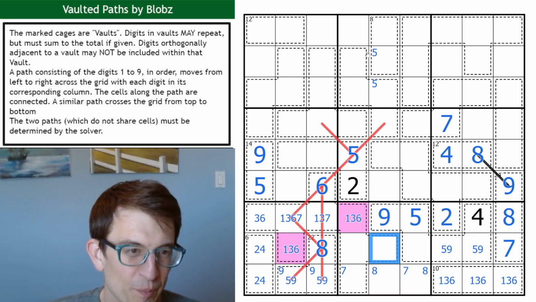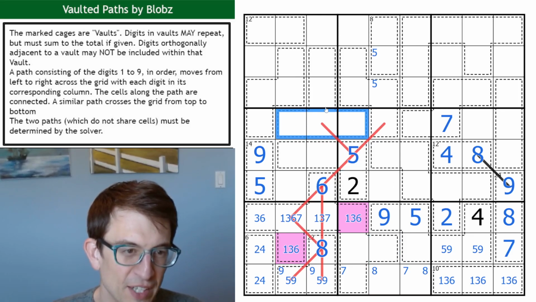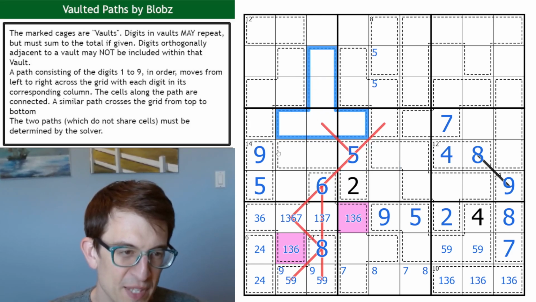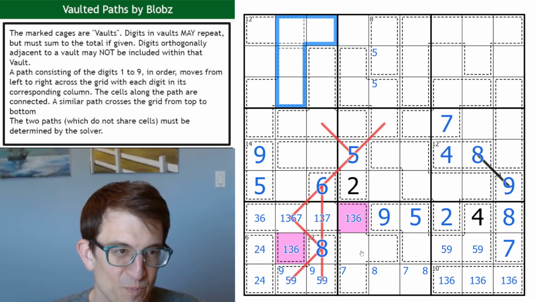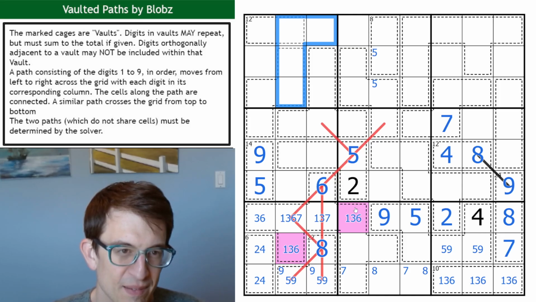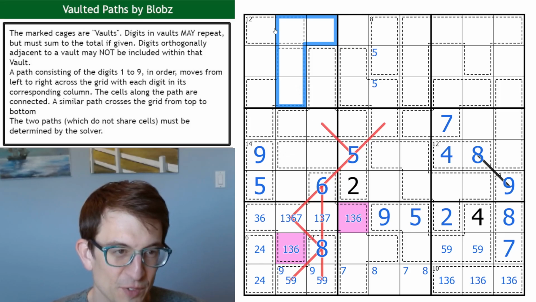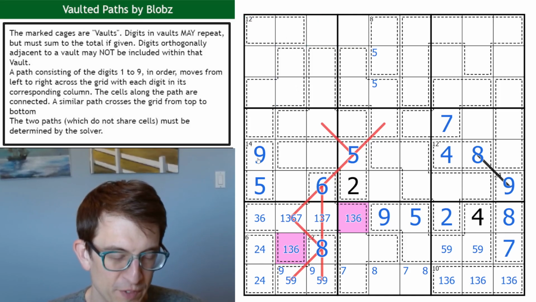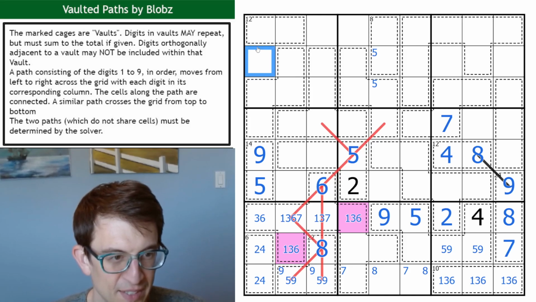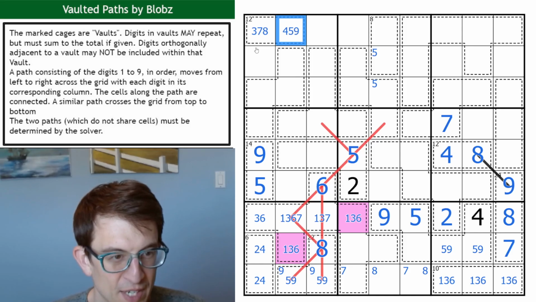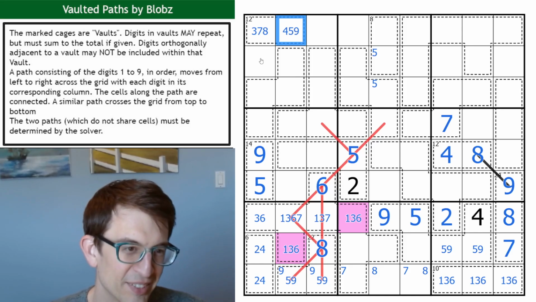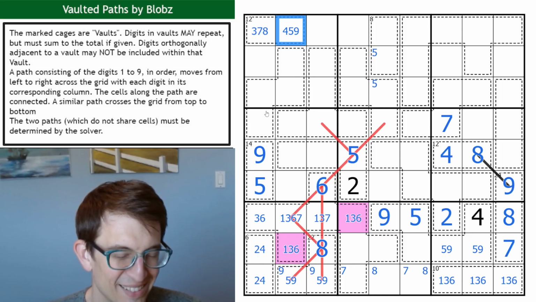Okay. What about 5s? 5 actually does a lot. So this 5 can't be in this cage or here. So 5 in this box is here. Maybe not as useful. What about this 12? This 12 cage, now they have this. Is that anything? 3, 7, 8, which means 4, 5, 9. No, that's not anything.